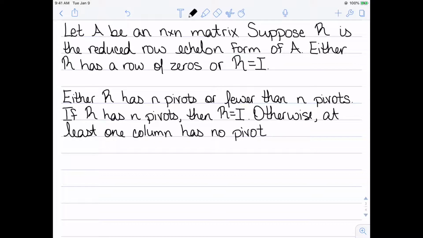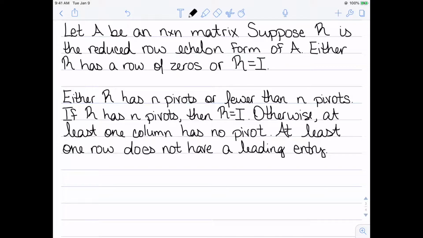Otherwise, if R does not have n pivots, it has to have fewer than n. So at least one column has no pivot. And since pivots are also defined as the leading ones in a row, that means at least one row does not have a pivot. And if at least one row does not have that leading entry, then it must be all zeros. Therefore, we would have a row of zeros.